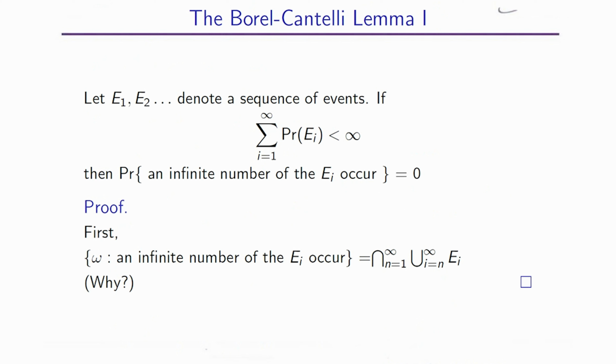Now we want to discuss the Borel-Cantelli lemma 1. So if E_1, E_2, ... denote a sequence of events, and if we let the summation of the probability of E_i be less than infinity, then we know that the probability of an infinite number of the E_i occurring is equal to 0. And first, before we really get started, what does it mean that an infinite number of the E_i occur? Actually, that means the intersection for n from 1 to infinity of the union for i from n to infinity of E_i. Why is that? Let me prove that this equality is actually true.